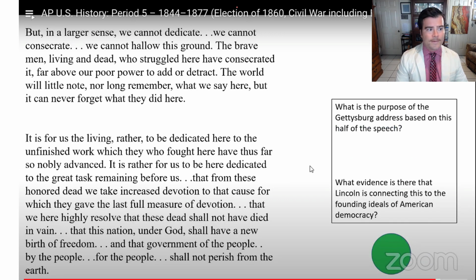Okay. Here's more of the Gettysburg Address, guys. I had to memorize this in middle school. I don't remember it anymore. I mean, word for word.